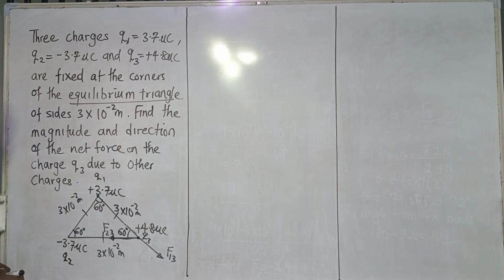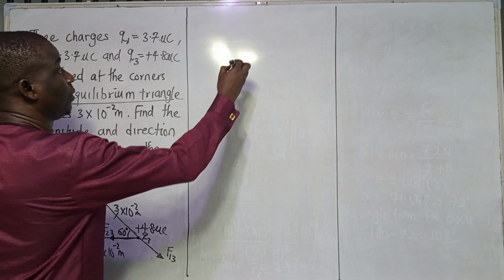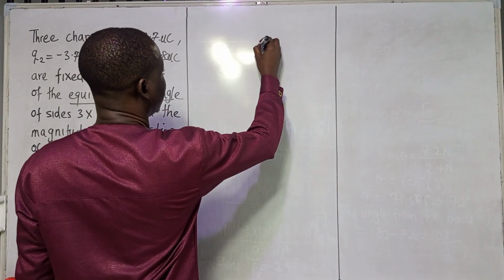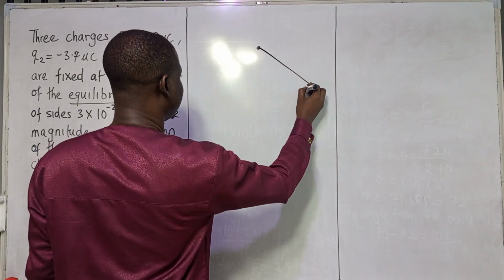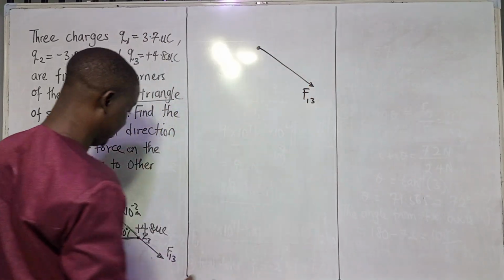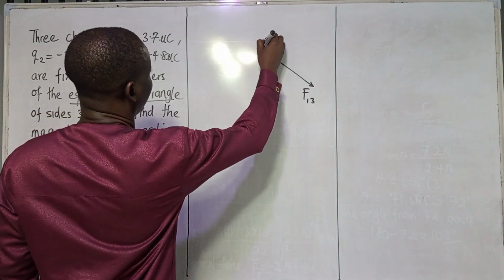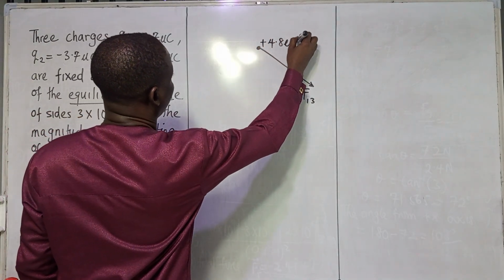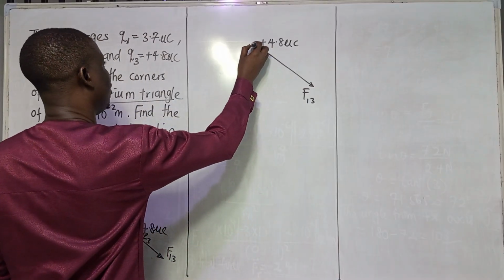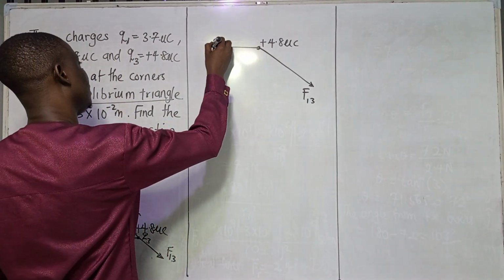I will advise us to draw the angle out. This goes like this. This is F1 on 3. Look at this, Q1 on 3 charge, this plus 4.8 microcoulombs.